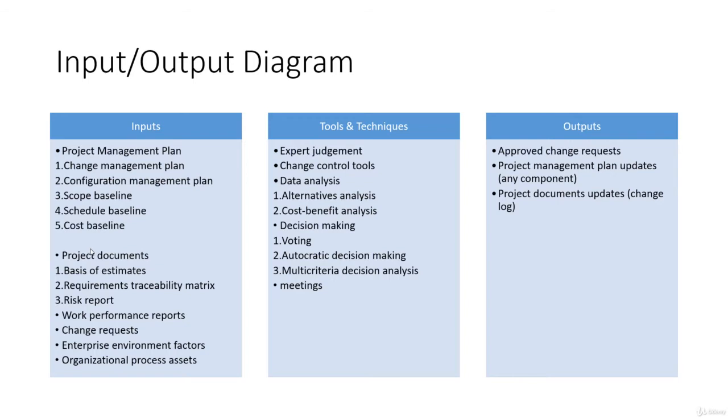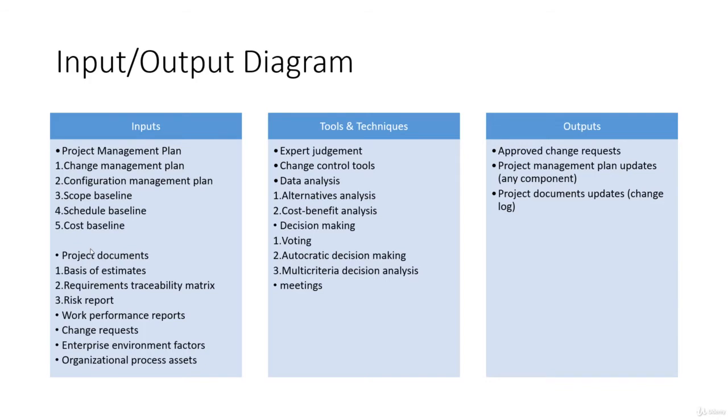The configuration management plan basically guides what updates will be made in the documents and the other processes if there is a change request. So this is required to make sure that we follow standard procedures in the event of a change request. And then we have the project documents. Again, the basis of estimates, which we saw earlier. For any change, we are going to estimate it.